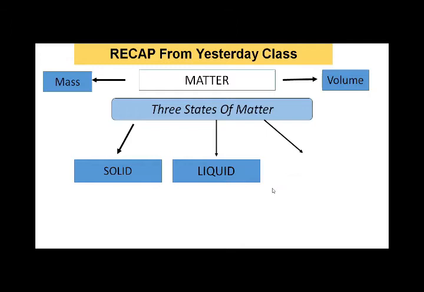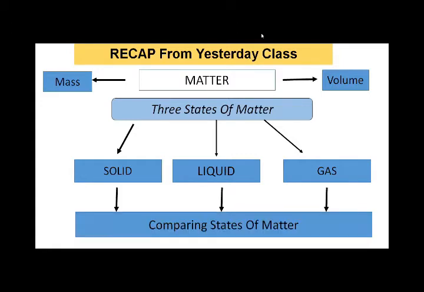The third is gas. It has no definite shape and no definite volume, and the particles in a gas have no regular arrangement and they have the highest speed. So these are the comparing states of matter.